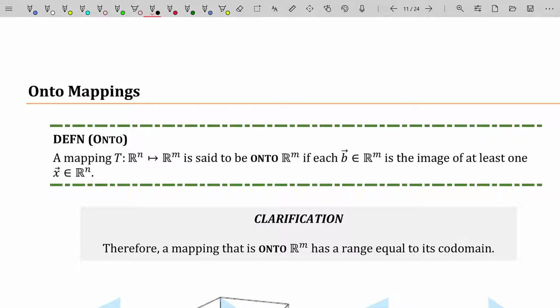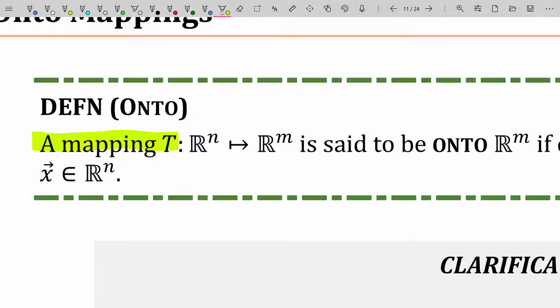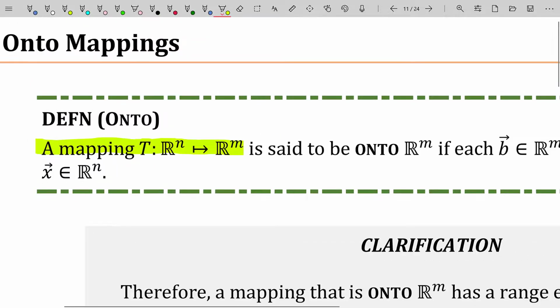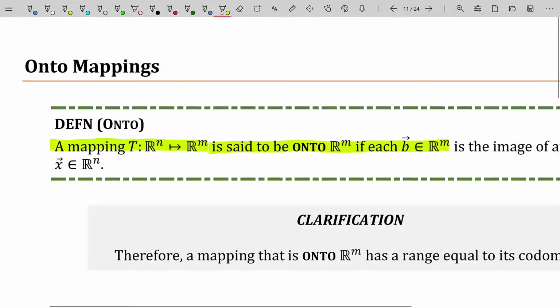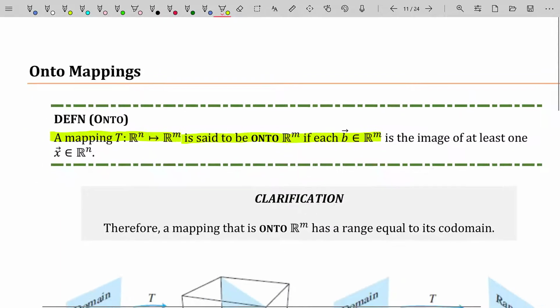There are two major features about transformations that we need to talk about: onto mappings and one-to-one mappings. So this video is just dedicated to onto mappings. A mapping T, and remember, mapping is just another word for transformation, from Rn to Rm is said to be onto Rm if each vector in Rm is the image of at least one vector in Rn.